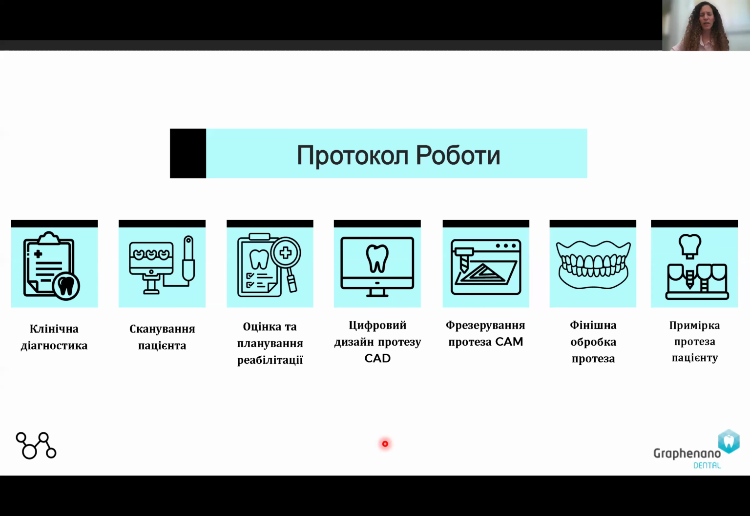Today, I'm going to explain the most important things that the doctor and the tech need to know for the planning and designing of the dental prosthetic. When we already plan our treatment, we are going to do the cut, the design of the prosthetic, then the milling, the finish, and the fitting of the prosthetic to the patient. Now I'm going to explain step by step.